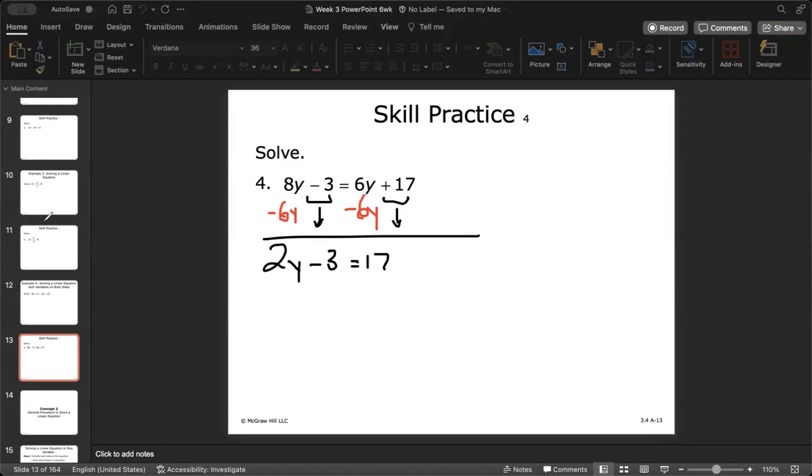Now we've got to get rid of the 3 here, and we've got to do the opposite. Because there's a plus sign in front, we do the opposite of that. So we're going to add 3 to each side.